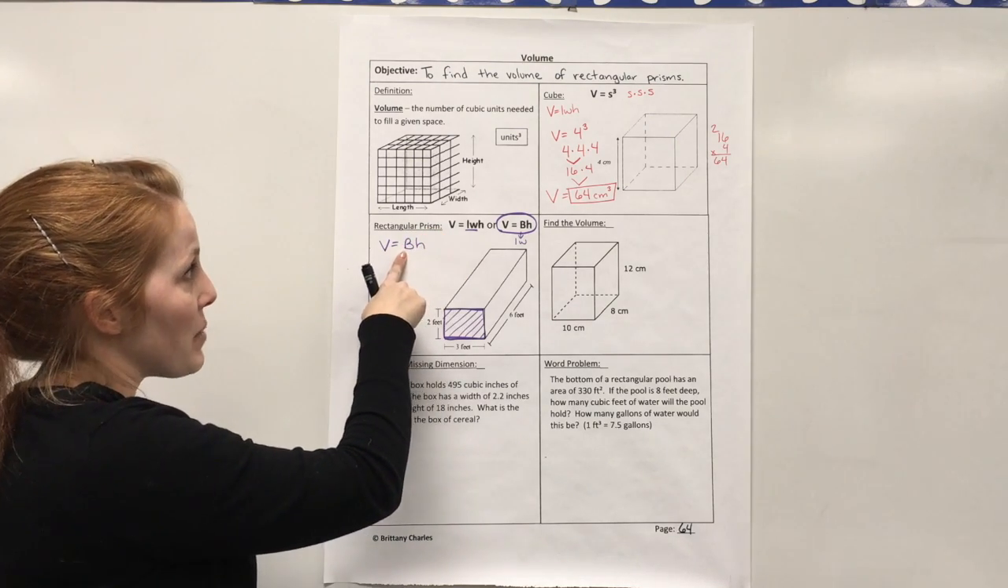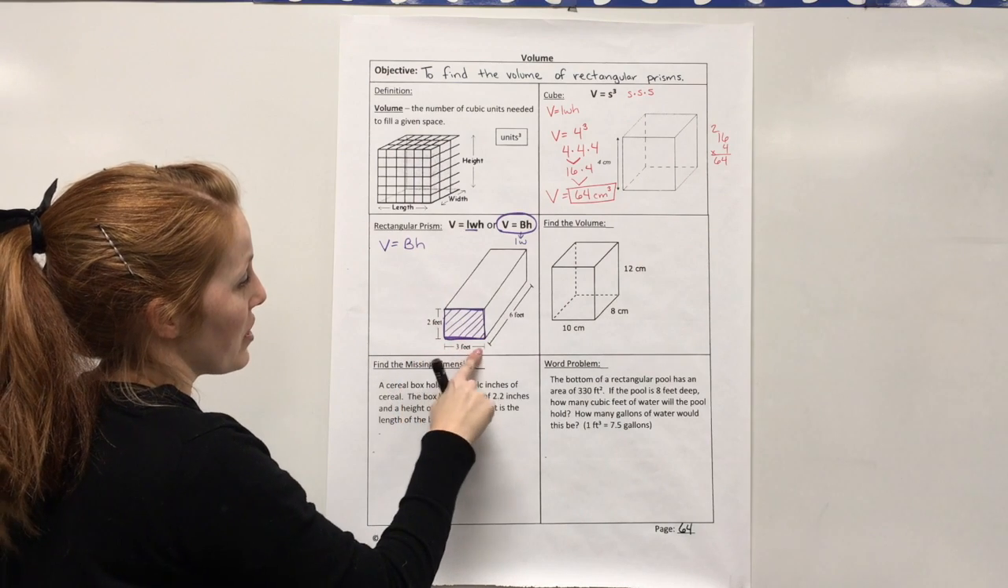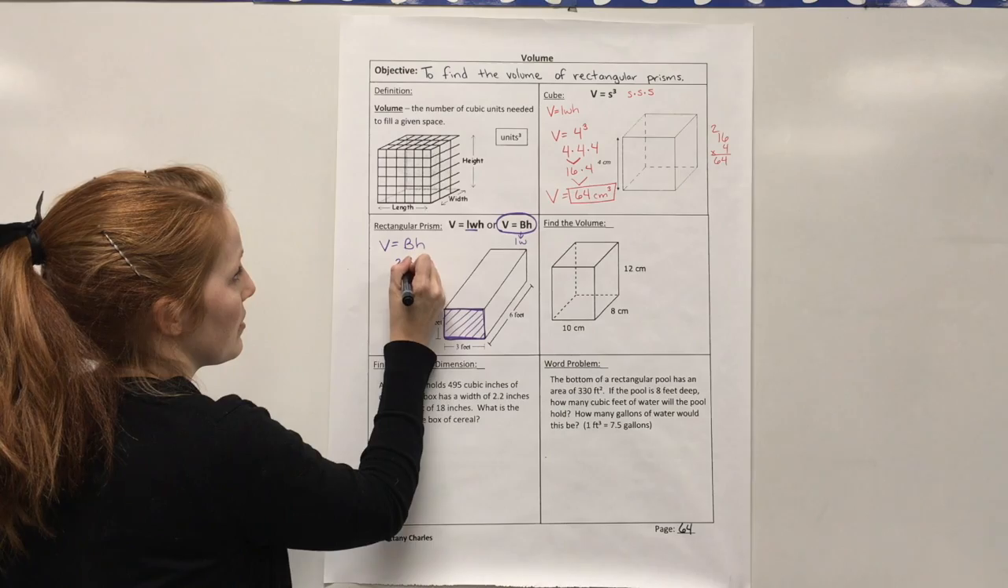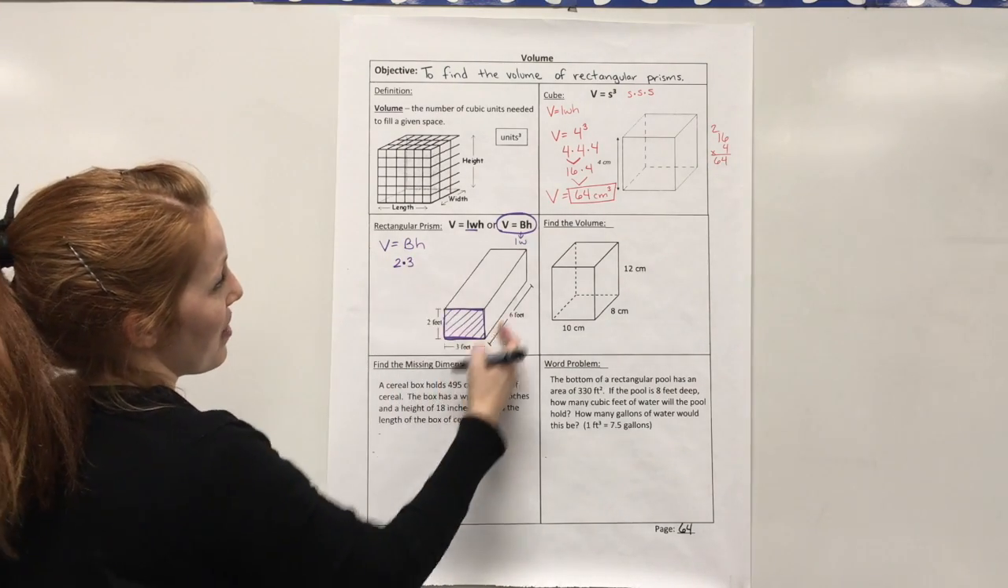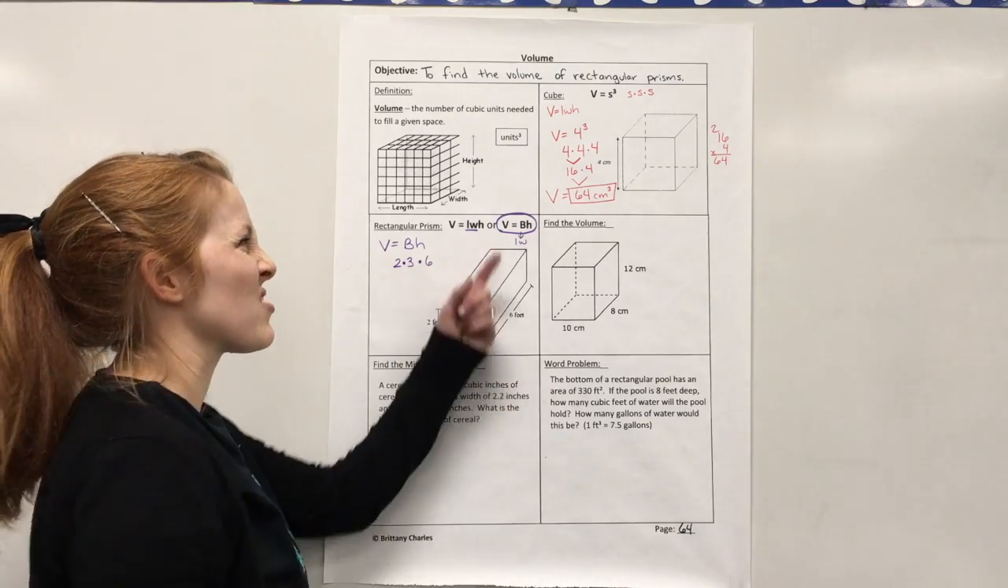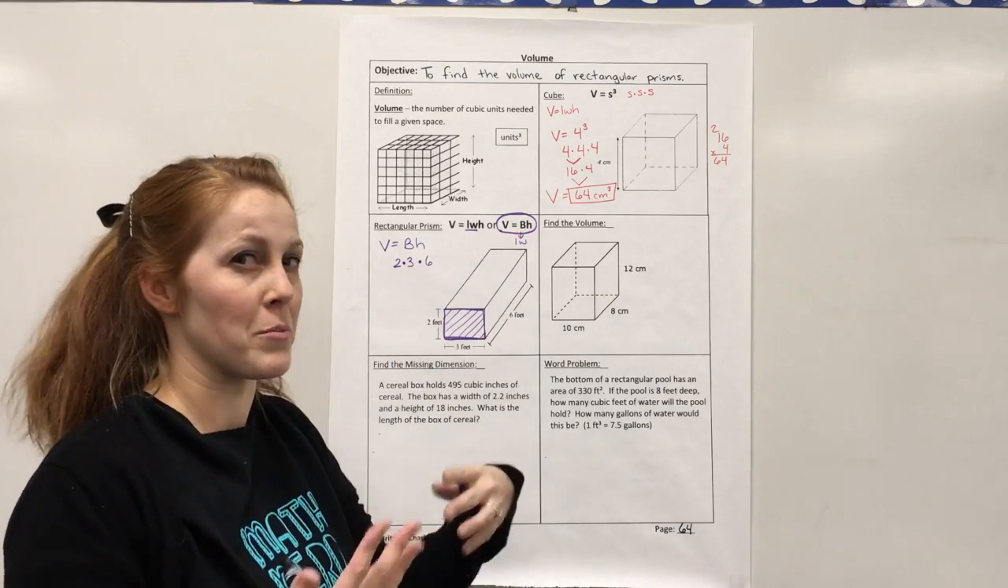The area of the base means length times width. So my area of my base would be 2 times 3. And then I would multiply that by the height. So you can see it's still length times width times height. But this is all they're going to give you on your chart, so I want you to be familiar.